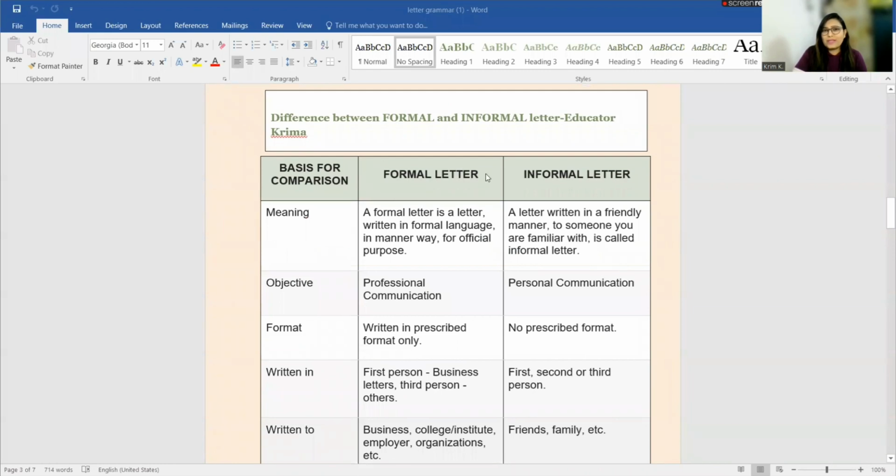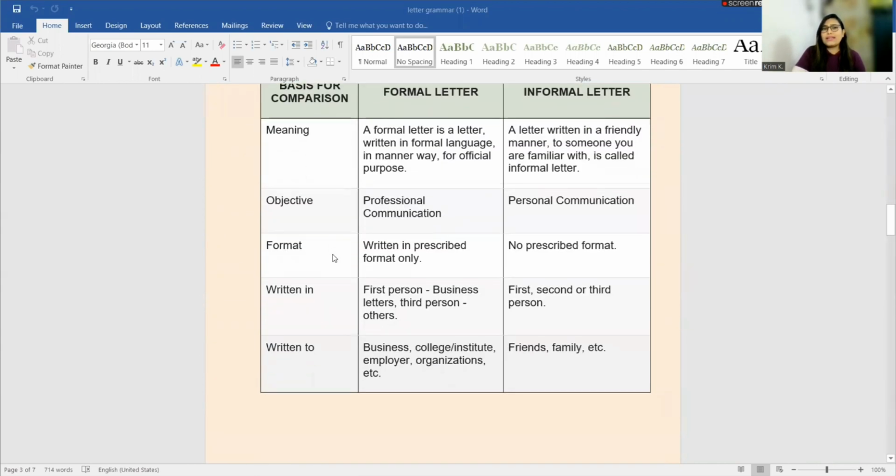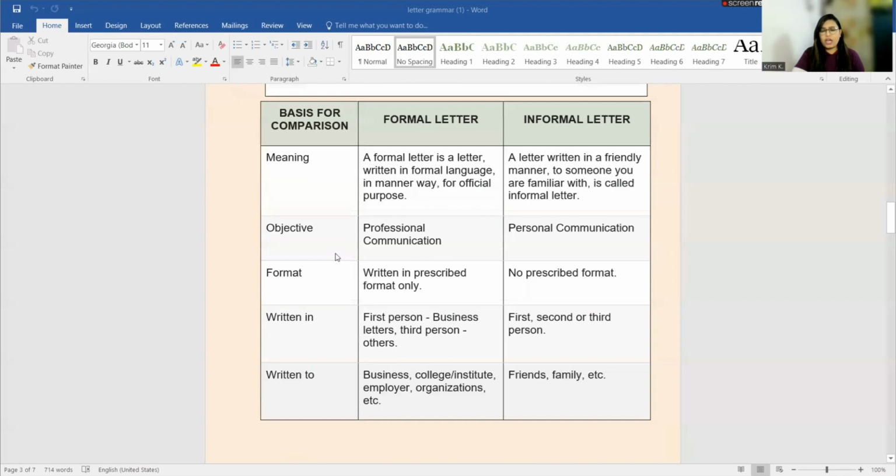So, the difference between formal and informal letter. Basis for comparison: formal letter and informal letter. Let's start with the meaning of a formal letter. A formal letter is a letter written in a formal language, so basically you have to write in a formal manner for an official purpose. And what is an informal letter? A letter written in a friendly manner to someone you are familiar with, for example a relative, a cousin, friends, or family.